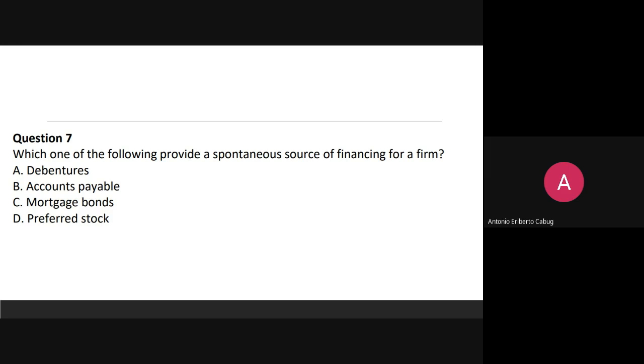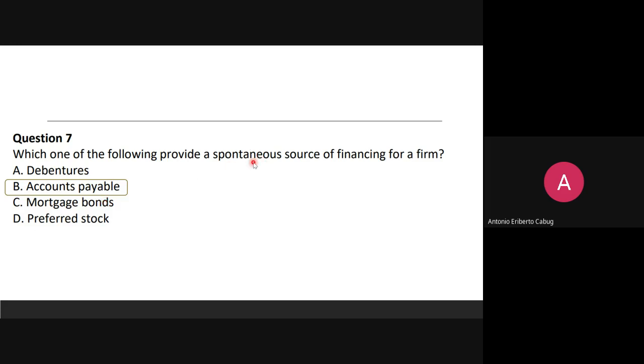Okay, so which one of the following provide a spontaneous source of financing for a firm? As I have told you, the most common example when it comes to spontaneous financing is accounts payable. So for number 7, the correct answer is indeed letter B. Accounts payable or trade credit. When we say something is spontaneous, it happens automatically. Throughout the operations of the business, we purchase and chances are we do not pay immediately. Automatically, we have an accounts payable.